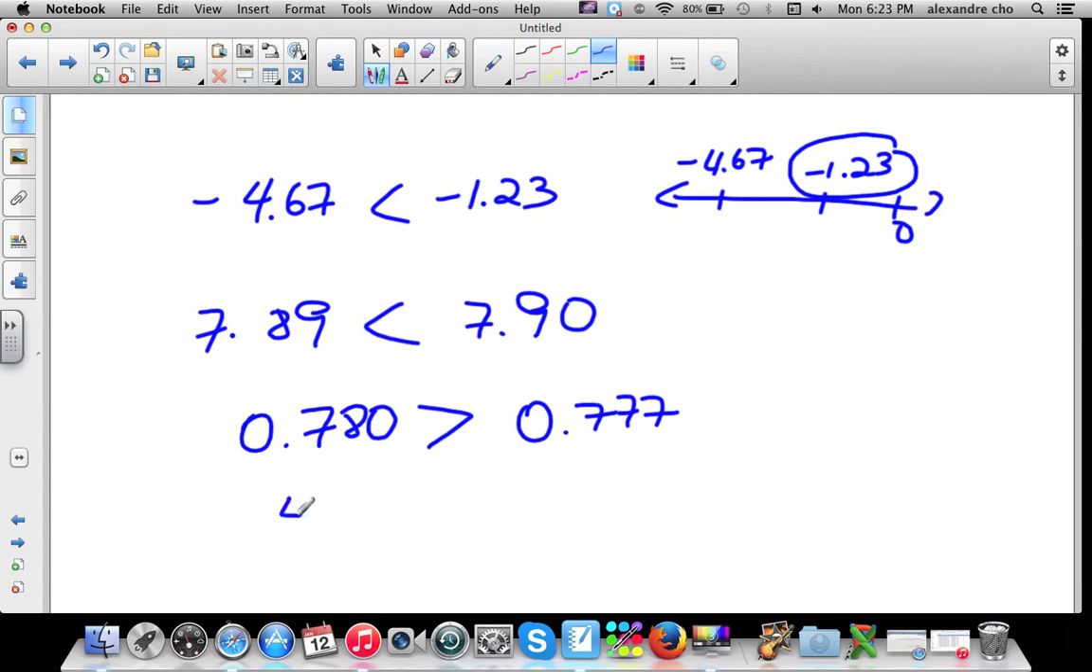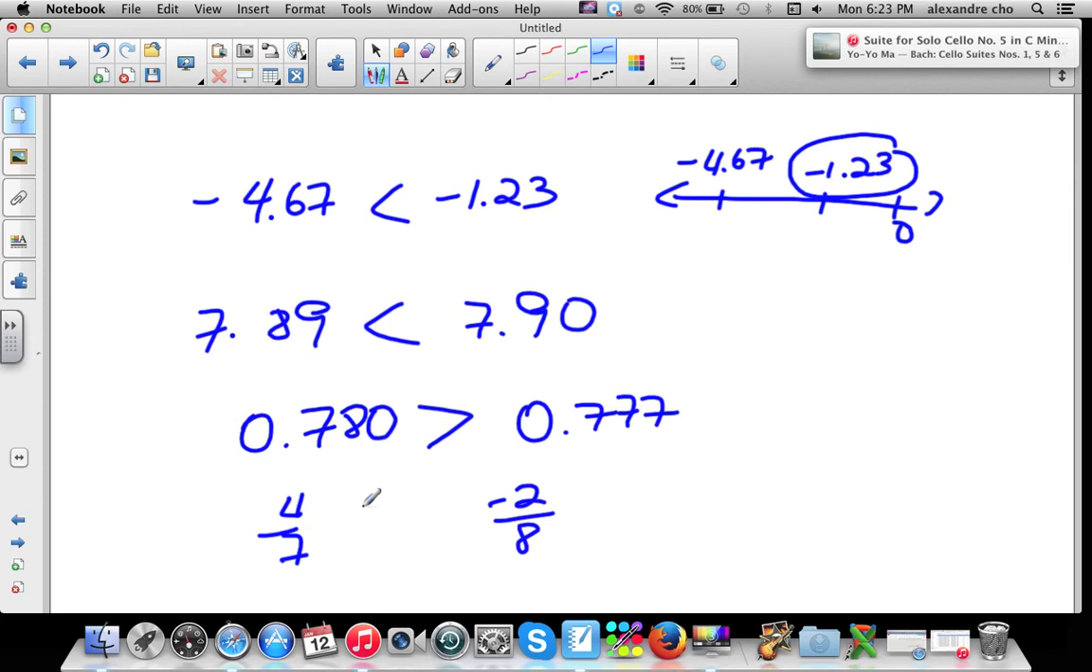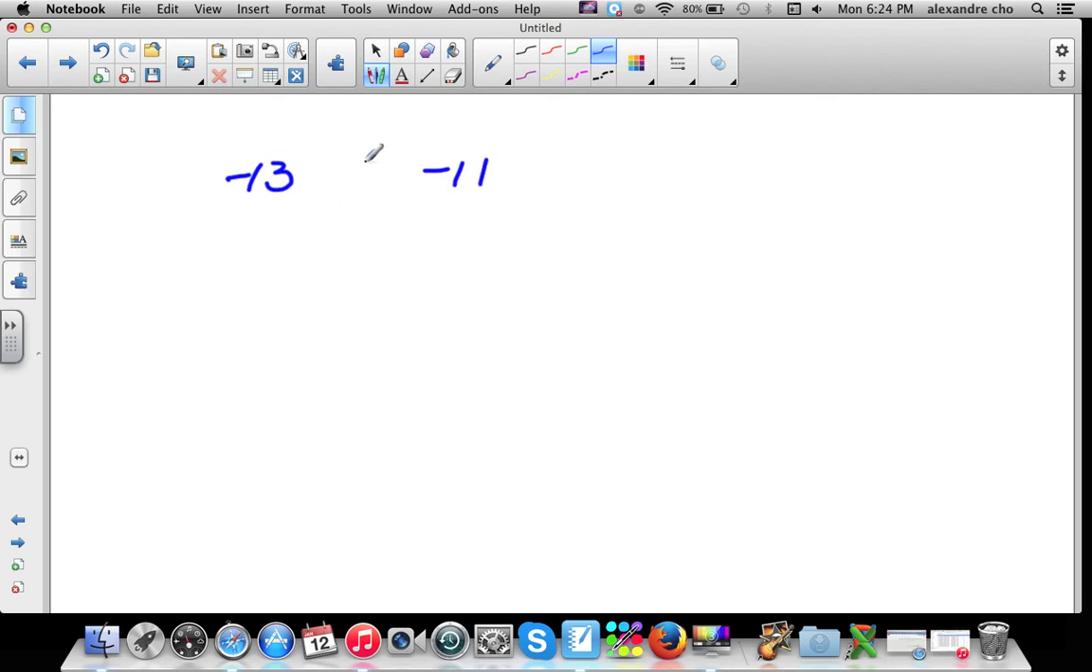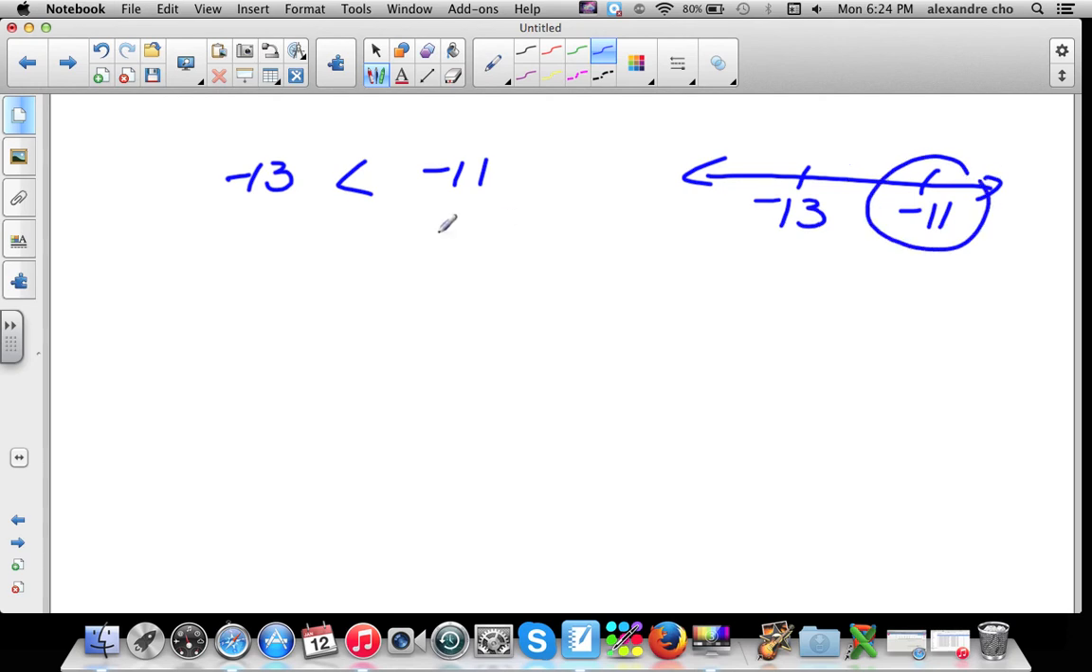Okay, now you got 4/7 and negative 2/8. And negative 2/8. Okay. A positive number will always be greater than the negative number. Okay. Next one, negative 13, negative 11. Okay, negative 13 is less than, because if you were to draw a number line, negative 11 will show up first, and negative 13 will show up here. Who is the bigger number? The bigger number is the number on the right.